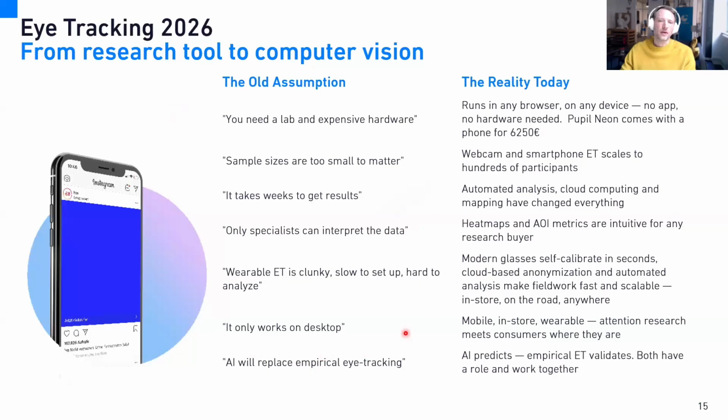And yeah, we also looked at all the old assumptions: that eye tracking always needs expensive hardware. Sample sizes are too small. It takes weeks to get the results. Only specialists can interpret the data. Wearable eye trackers are clunky, and only desktop eye tracking actually works. And all of this has actually changed a lot since the algorithms have evolved so much, even for webcam eye tracking and for smartphone front-facing camera algorithms.